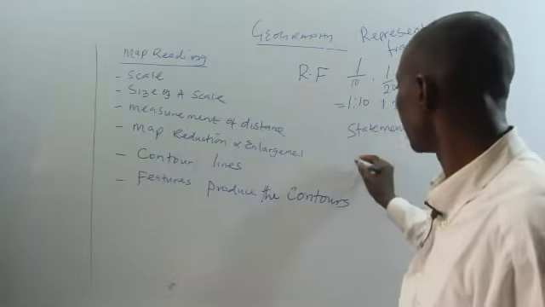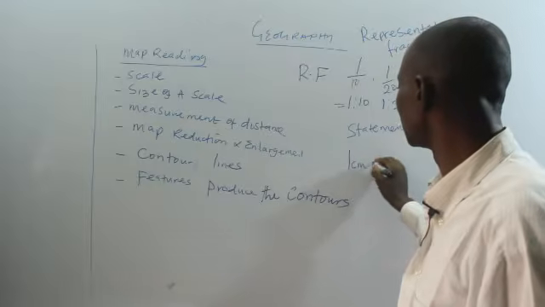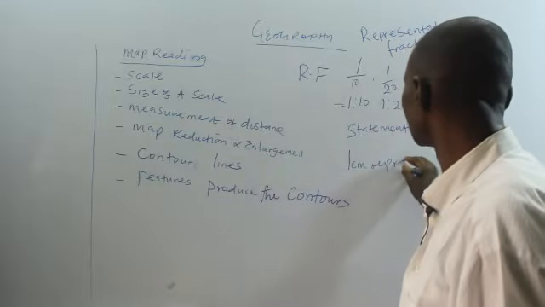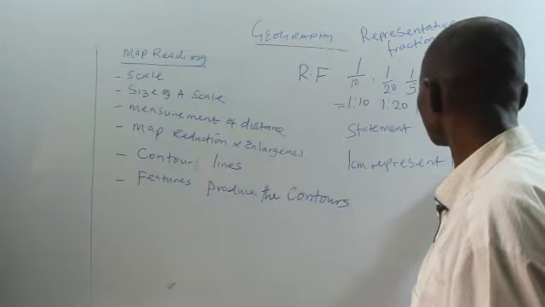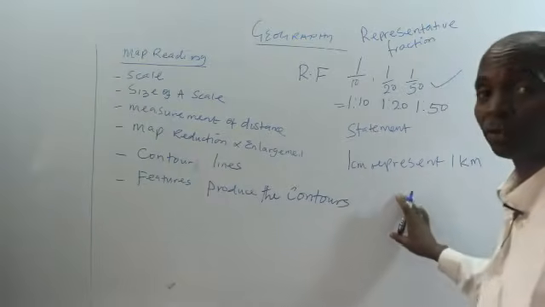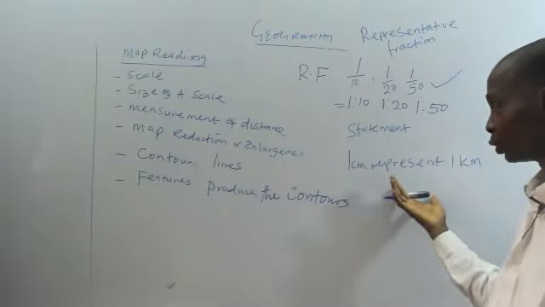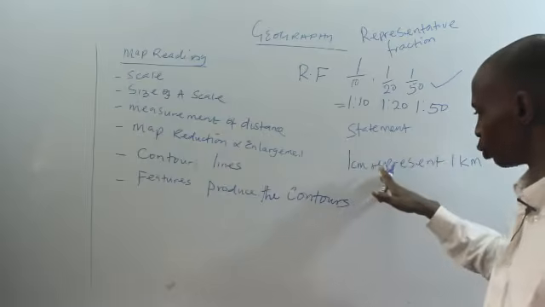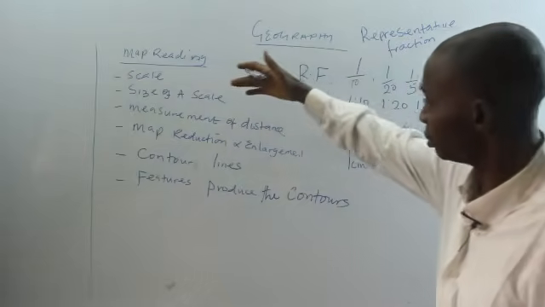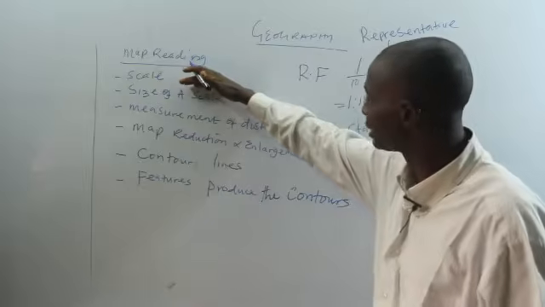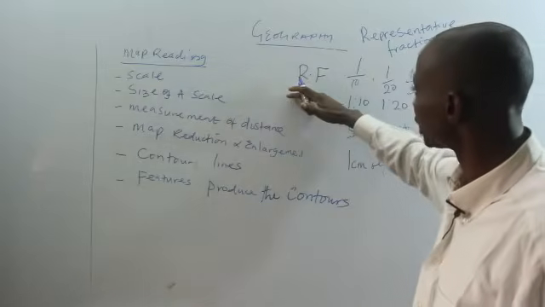For instance, if I say 1 centimeter represents 1 kilometer, this is a statement form. I have just made a statement. So this is what we call a statement form. So we have known what scale is, then the types of scale.